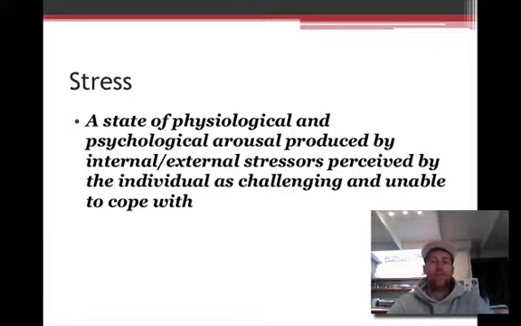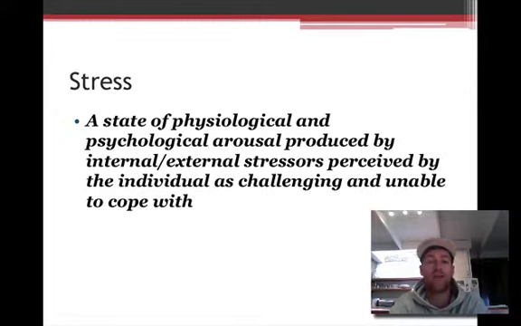So, stress, what is it? You're in the middle of possibly one of the most stressful times of your life, possibly, hopefully. This is as stressful as it gets for you. But stress is a state of physiological and psychological arousal produced by internal or external stresses perceived by the individual as challenging and unable to cope with. Okay, so that's a lot of things to break down there, but that's really important that we understand this.